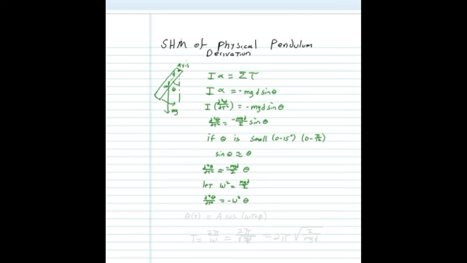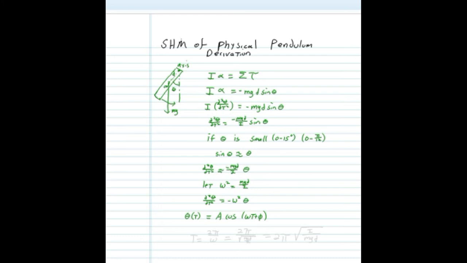We know that the solution to this differential equation is the function theta of t equals a cosine omega t plus b. So we prove that this is simple harmonic motion as long as the angles are small, just like the simple pendulum, even though the mass is distributed throughout the object. If we know where its center of mass is, and we know how far that center of mass is from the axis, and we can calculate its moment of inertia, then we can do that.